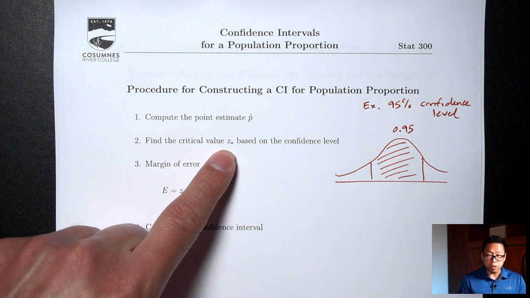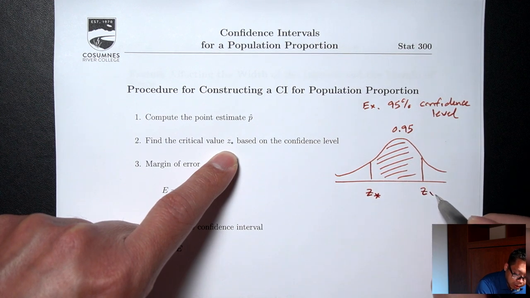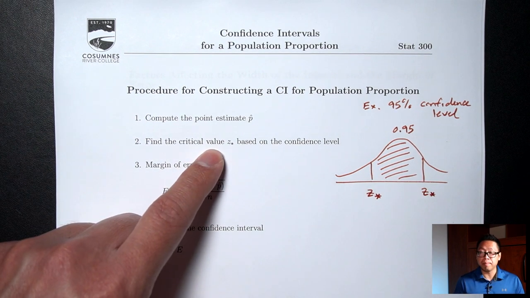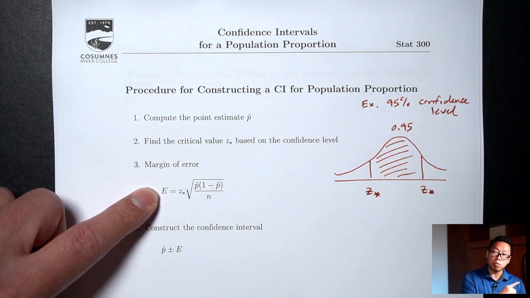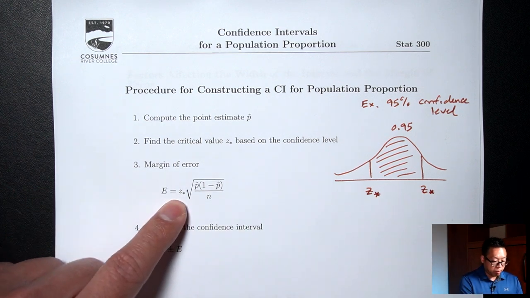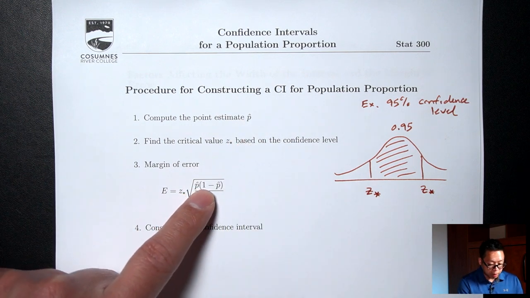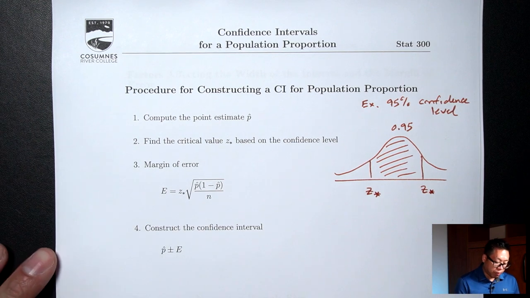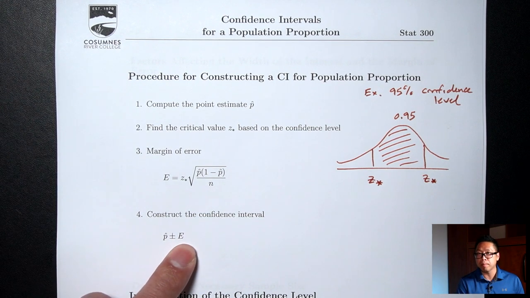And the critical value, z-star, just means the special z that has an area of 0.95 in the middle. That's the critical value. Step three is to compute the margin of error. This is the plus or minus 3.5% in the article, and this is how they found it: z-star, which you got from step two, times the square root of p-hat, which you got from step one, times one minus p-hat, over n. n here is the sample size. How many people did you ask? And then finally, step four, construct the confidence interval by doing p-hat plus or minus the margin of error.